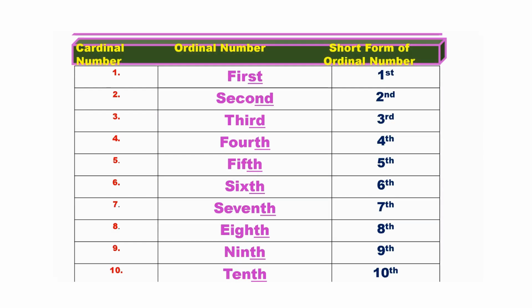Here we have on one side cardinal numbers. Next, ordinal numbers, that is in words, and short form of ordinal numbers. Now how do we write ordinal numbers? Number 1 position is first position. So what is the spelling of first?